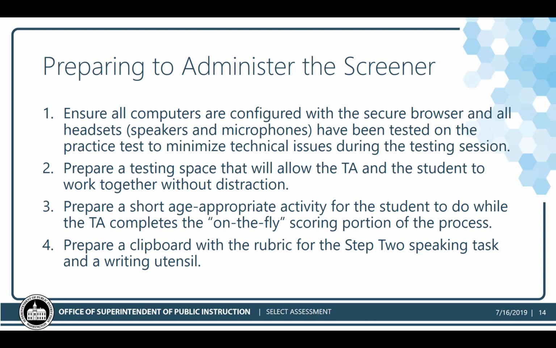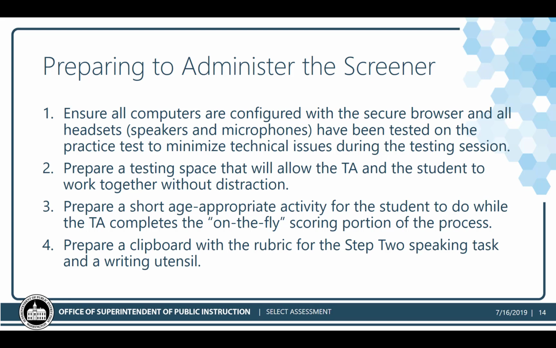In preparing to administer the screener, districts should ensure that all computers are equipped with the current secure browser and that all headsets used for testing function with the practice and training test. The secure test environment should include a space for the TA and student to sit side by side during testing. During the test, TAs will need to score 4 speaking items.